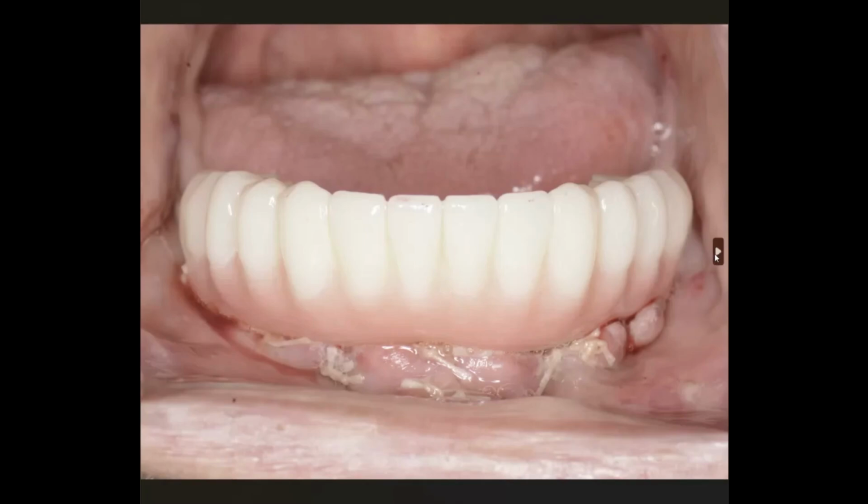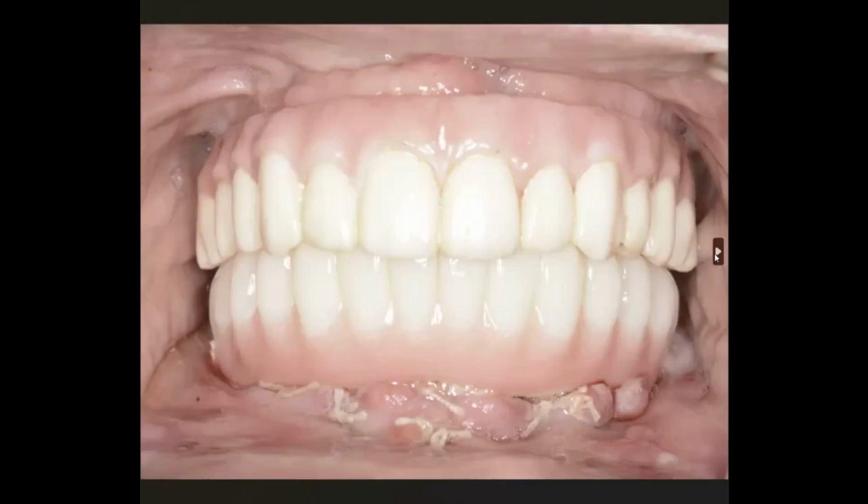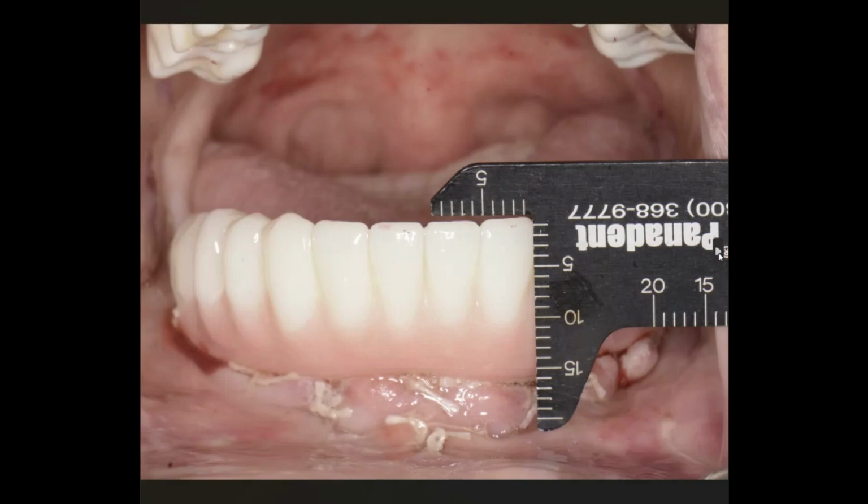But here it is from the front, the 3D print. All right, maximum intercuspation, everything feeling great. Okay, so there we have it. So that is our first revision. I mean, that's our first set of teeth.